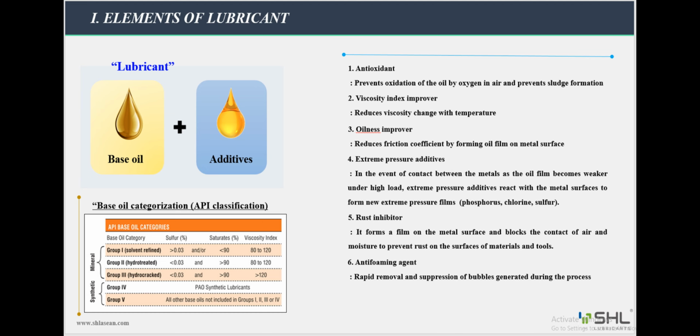Lubricant has two main components, which are base oil and additives. The American Petroleum Institute classifies base oils into two main types: mineral base oil and synthetic base oil. Mineral base oils are divided into three types. Group 1 base oils have sulfur content above 0.03% and viscosity index from 80 to 120. Group 2 and Group 3 base oils have sulfur content below 0.03% and viscosity index higher than 120.